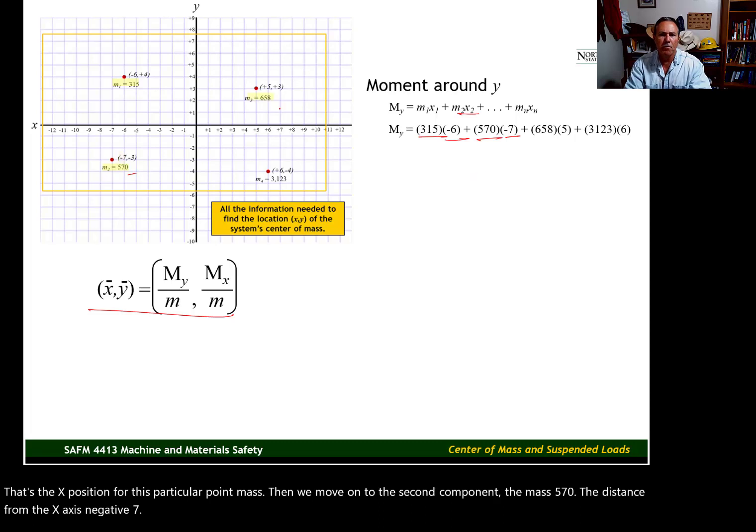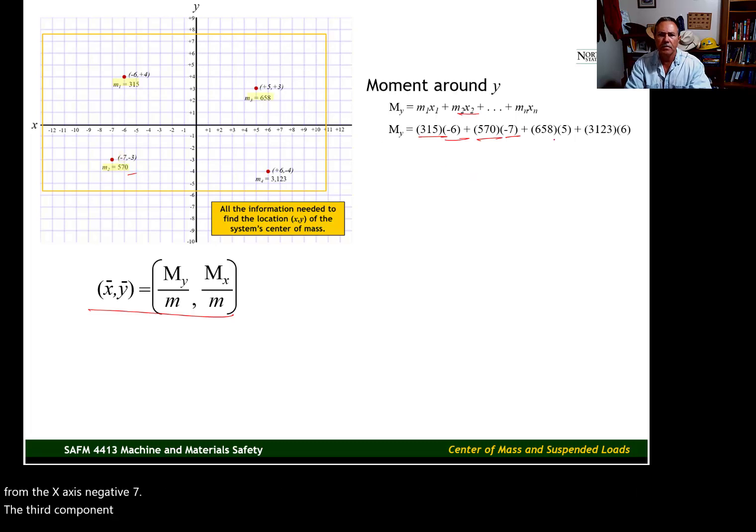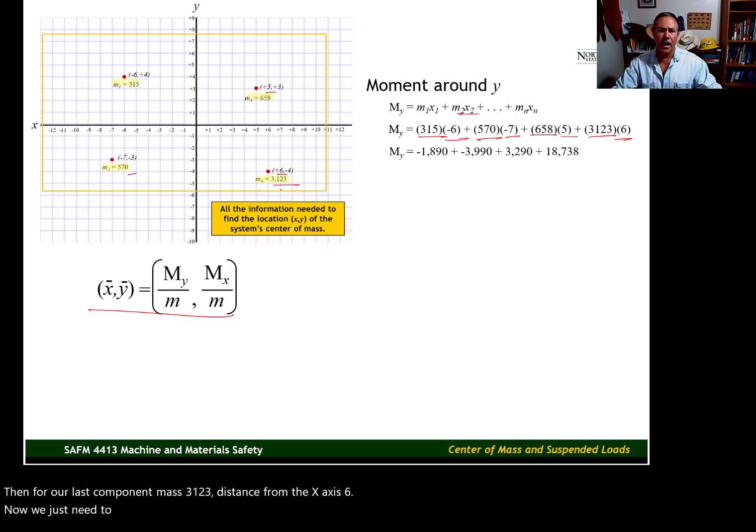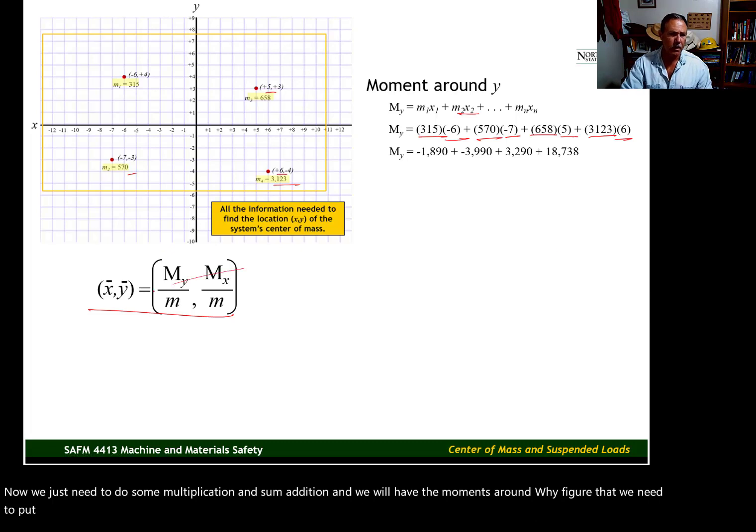The third component, mass, 658. The distance from the x-axis, 5. Then for our last component, mass, 3123. Distance from the x-axis, 6. Now we just need to do some multiplication and some addition, and we will have the moment around y figure that we need to put into this formula over here.